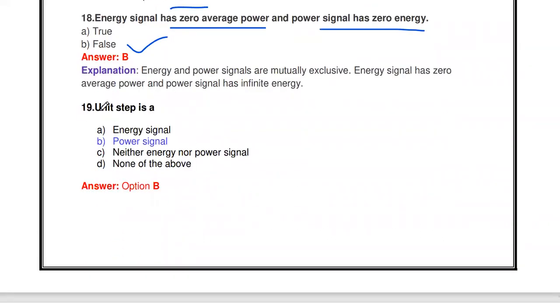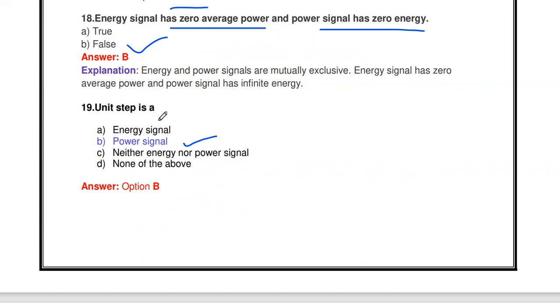Then the next one: unit step signal is a dash. So unit step U of n. The U of n is an energy signal, power signal, or neither energy nor power? It's a power signal. So you just remember the thing. We already solved this; we can calculate whether the unit step signal is energy or power. This problem is already solved in a separate video in signals and systems. If you want to learn, I will give a link for the energy and power signal problem.